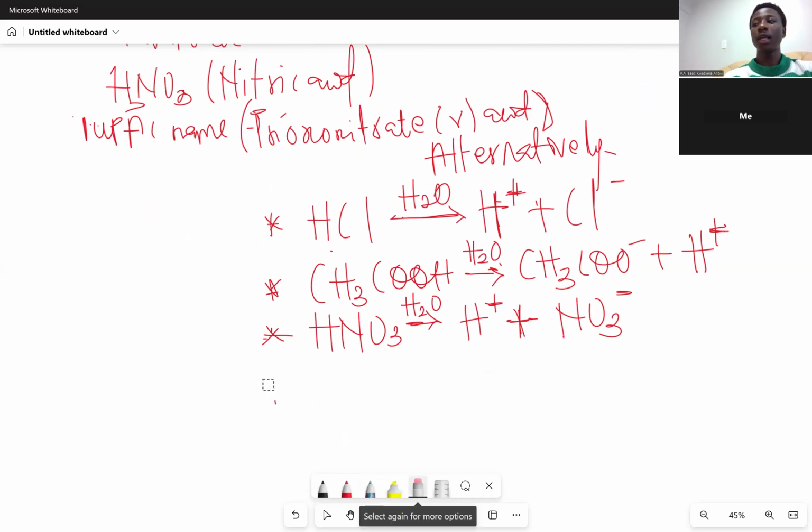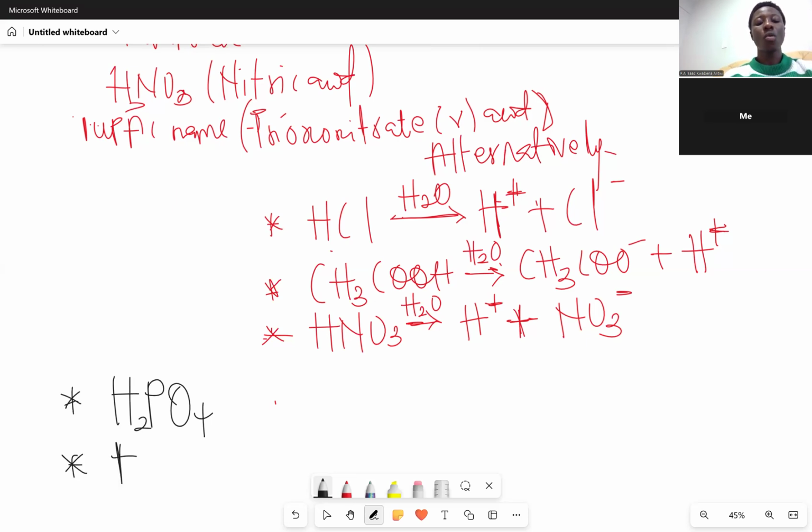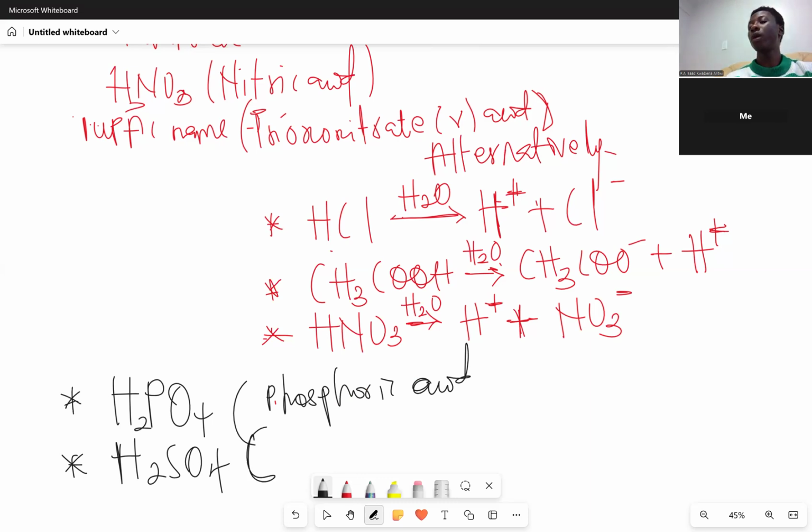Let me use a different ink. There is phosphoric acid, H3PO4. You can go and try phosphoric acid. You can also try a common acid called tetraoxosulfate 6 acid, H2SO4. So phosphoric is a common name. Go and try it at home and show that it's an Arrhenius acid. This is also called sulfuric acid.